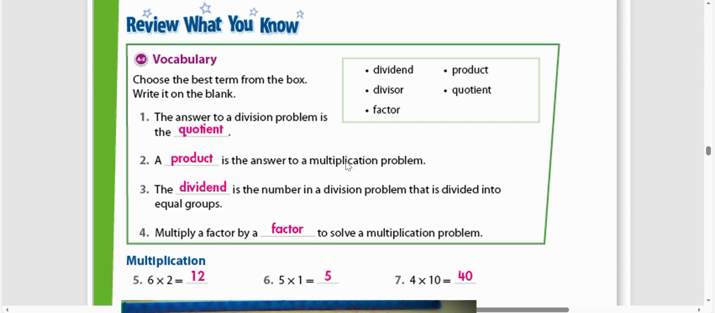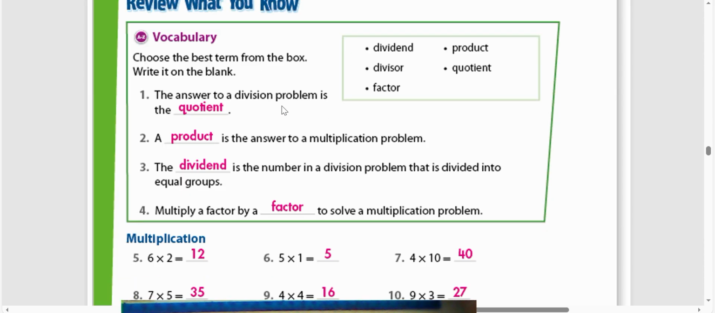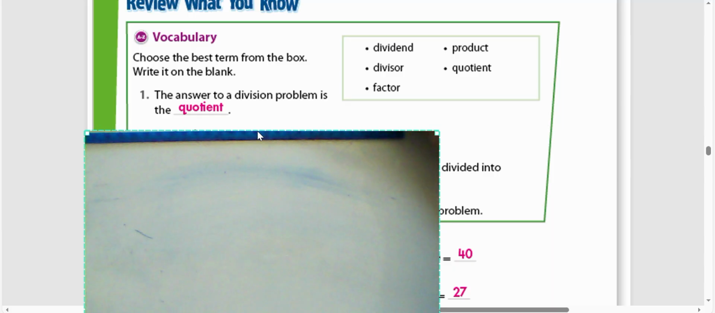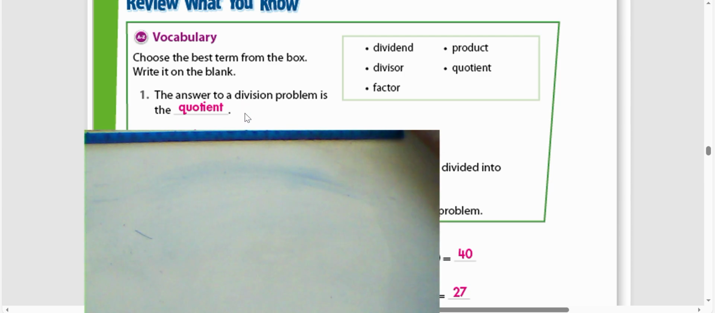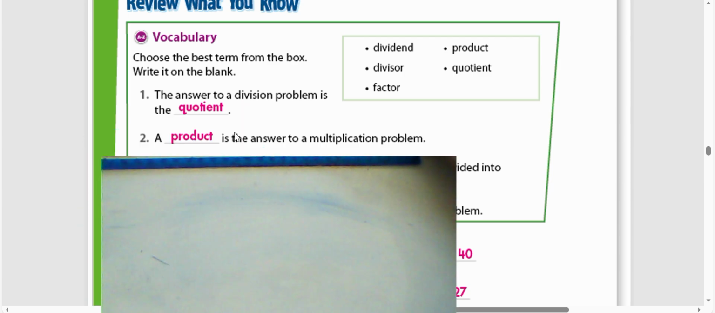First, the question review. The answer of a division problem is the quotient, like 3 divided by 3 equals 1. 1 here is the quotient. Then number 2, what is the answer of a multiplication problem? The product. The product is the answer of a multiplication problem.